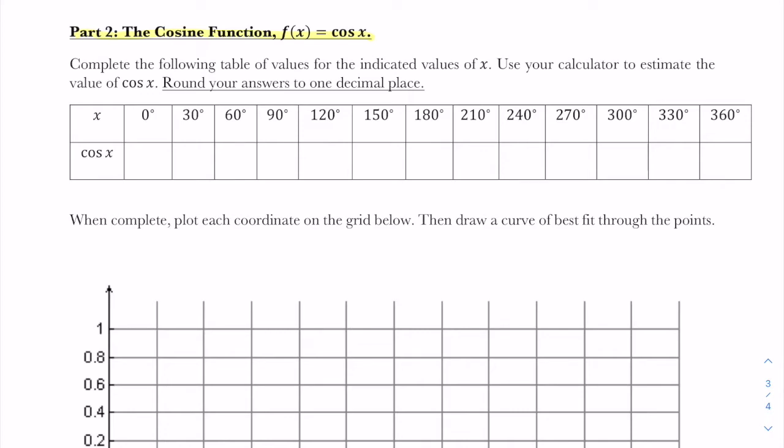So to get us started, I'm going to ask you to again complete the table of values below for y equals cosine x. Once again, please round all of your answers to one decimal place. This would be a good time to pause the video, try it out, and when you're ready, click play to resume.